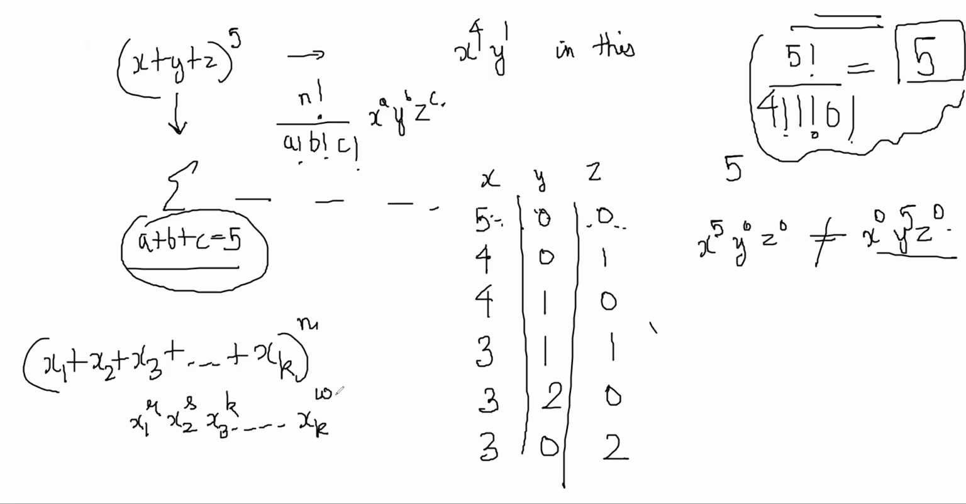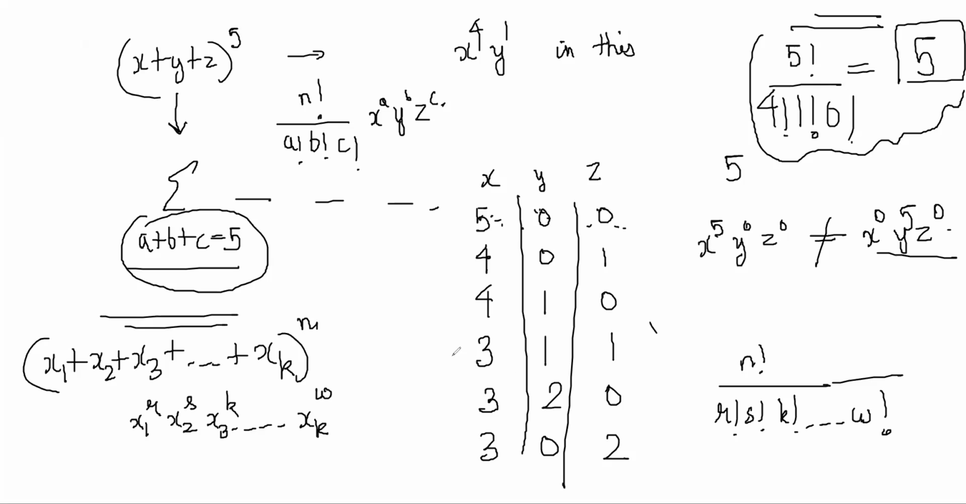Whatever, right? This coefficient will simply be n factorial by r factorial, s factorial, k factorial till w factorial. It's just that the number of terms is the more difficult thing to answer here. So let's figure out that one.